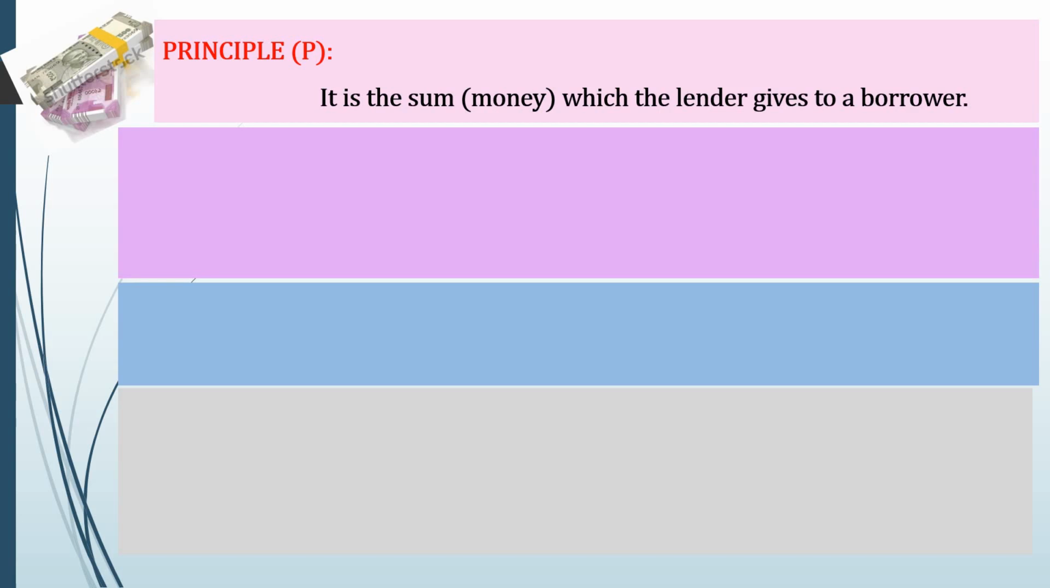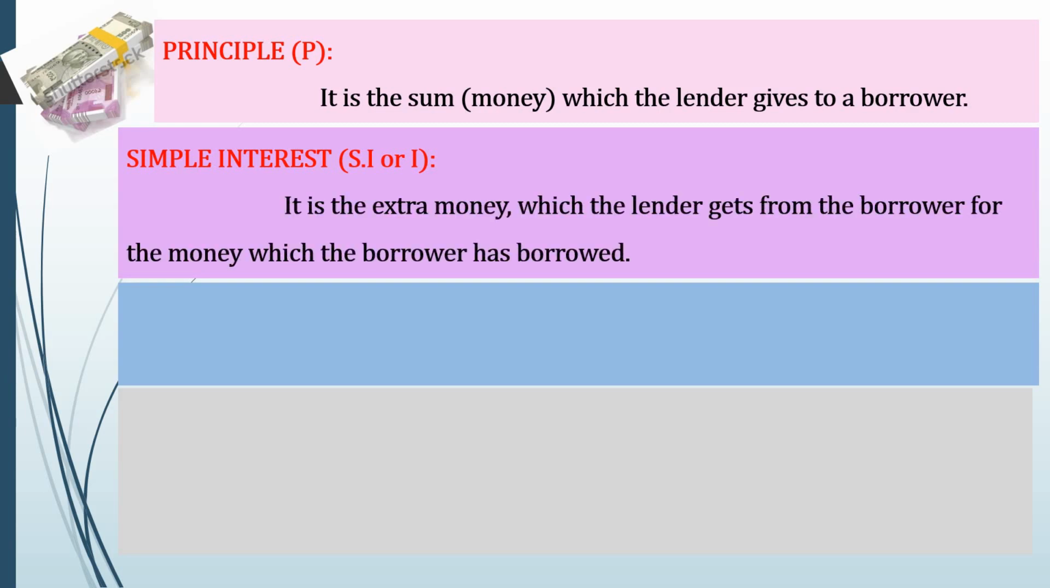Okay, the second term is simple interest, which is denoted by capital S, capital I, or simply capital I. So what does this simple interest mean? It is the extra money which the lender gets from the borrower for the money which the borrower has borrowed. So for the money which has been borrowed from the lender, some extra amount needs to be paid as charge, okay, which needs to be returned to the lender. That extra money is known as simple interest.